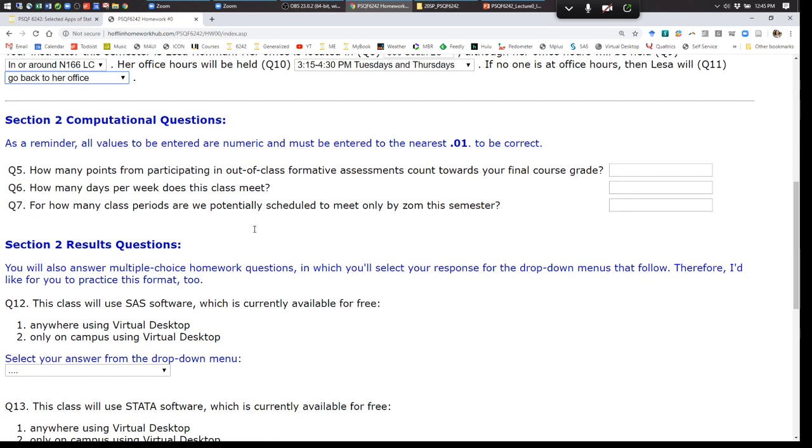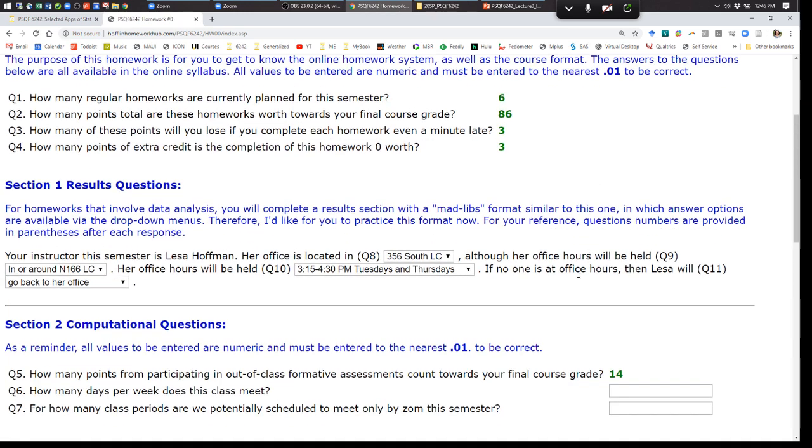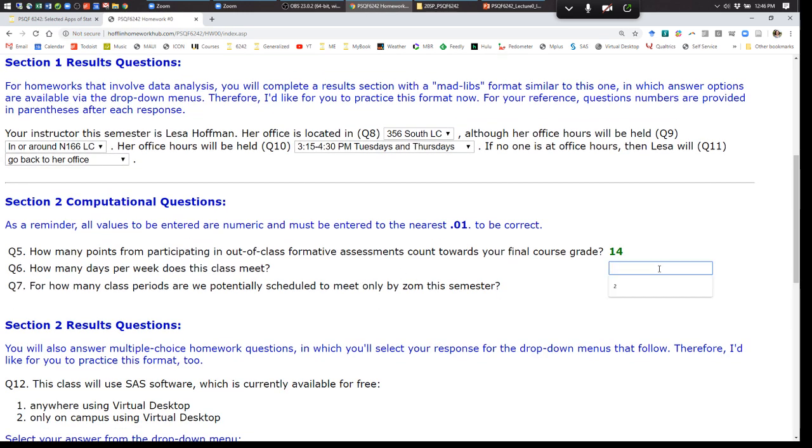All right. Next section, how many points from participating in out-of-class formative assessments count towards your grade? It was 86 for homework. 14. Yeah, 14. And by the way, if it happens that I need to juggle the schedule such that we have to drop a homework or a formative assessment, I will keep the points that you've accumulated the same and just make a new total. So for instance, one of my classes last semester, I ended up with 86 points total. So it's still your percentage grade out of whatever points have been possible. But yes, 14.